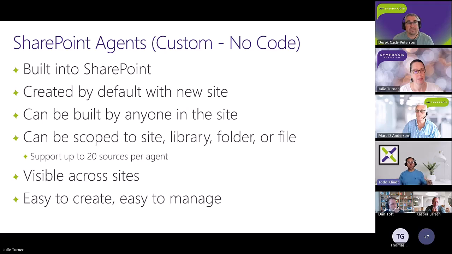They're fairly broad in that with SharePoint data, you can have up to 20 sources per agent. And so that can be a site. For our European friends, I'll start with my thumb. That can be a site, a library, a folder, or a file, and any combination of those that you want.